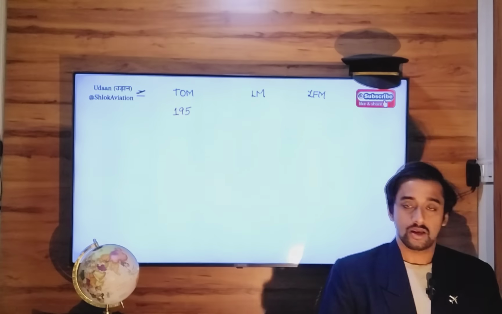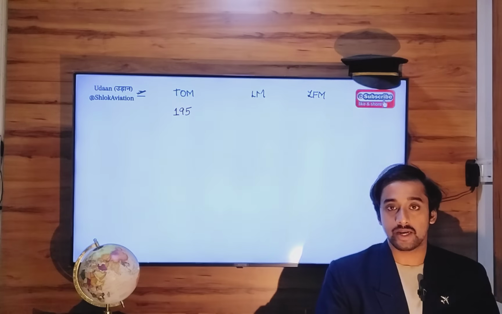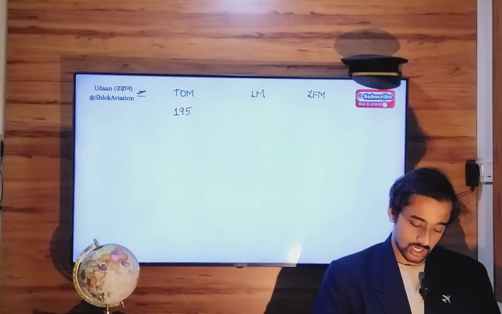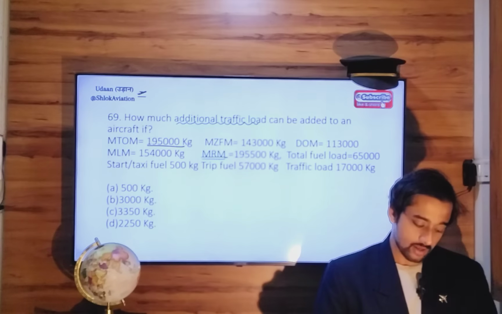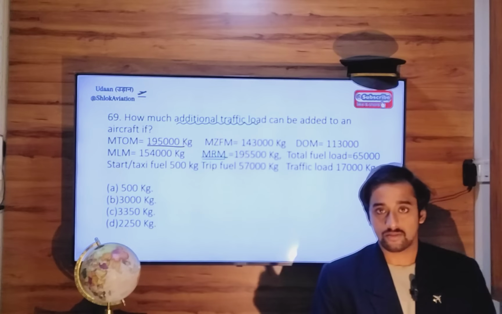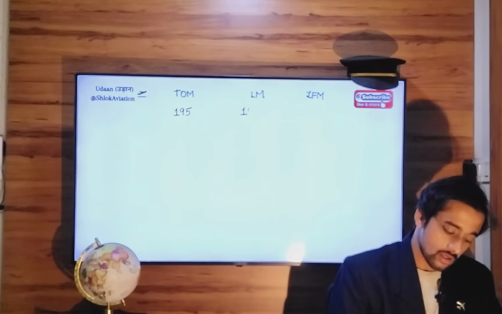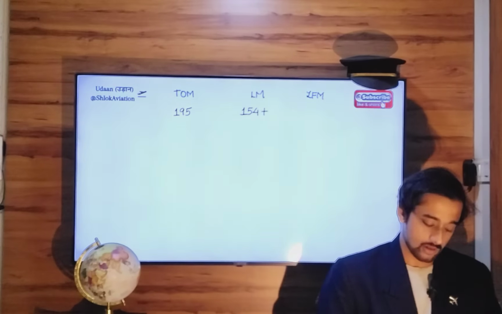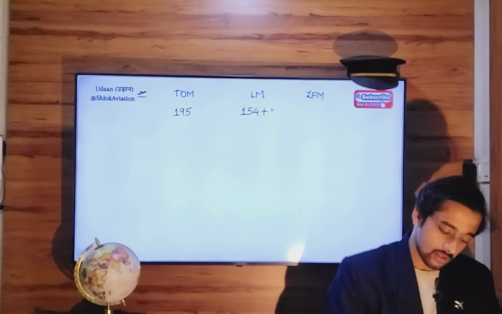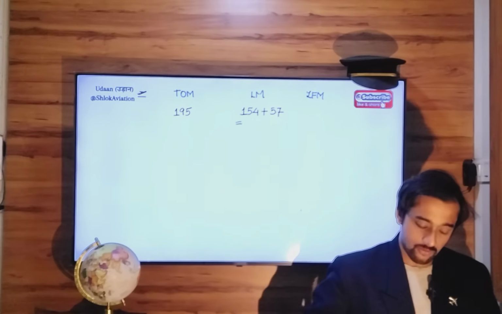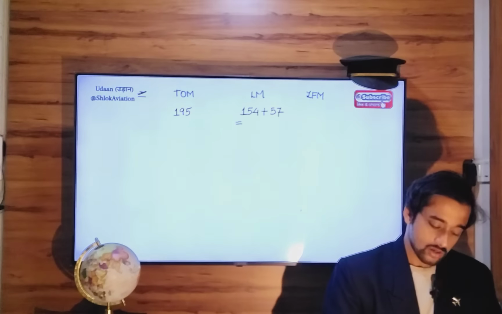Or 195. In the landing mass column, you write the value which is the lower of performance limited landing mass and maximum structural landing mass. Over here only the maximum landing mass is given, the performance landing mass isn't given. So simply write that value, which is 154, plus trip fuel. Trip fuel is 57,000 or 57. So 154 plus 57 is 211.